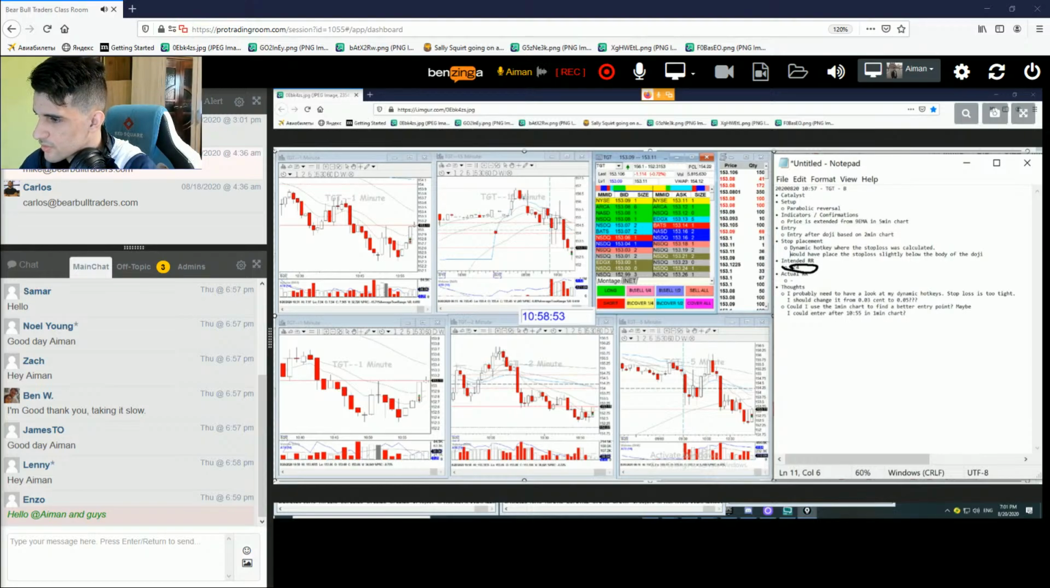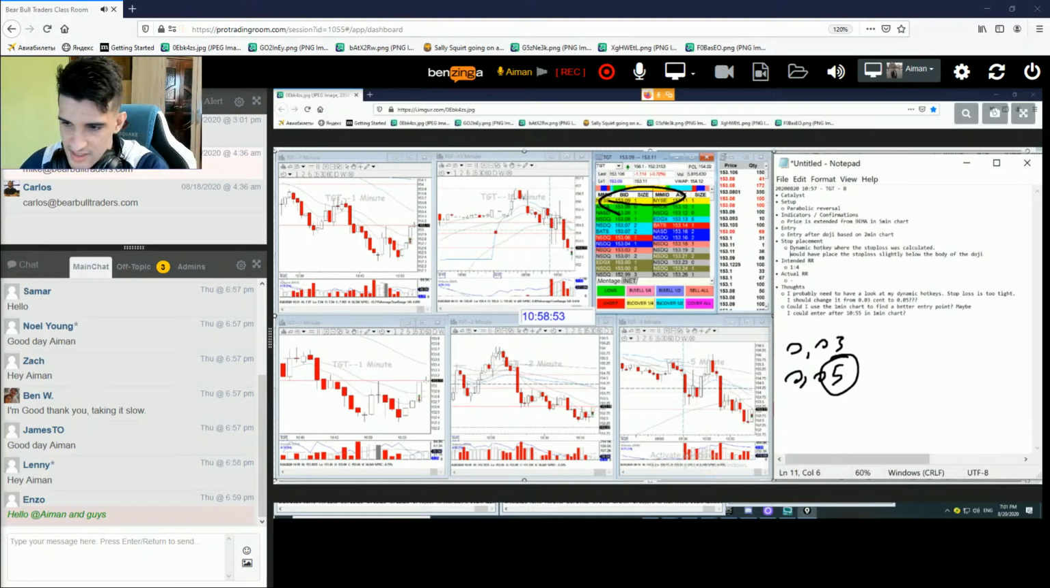I probably need to have a look at my dynamic hotkey. Stop loss is too tight. I should change it from 0.3 cents to 0.5. So look, if you are using the hotkeys, you can't just decide random hotkey. You can't have maybe 0.03 stop loss or 0.05, which is 5 cents on TGT, which has a spread of 2 cents and which is $153 priced stock, right? I guess you could have even got some slippage here. So yeah, 3 cents, 5 cents is so tight.